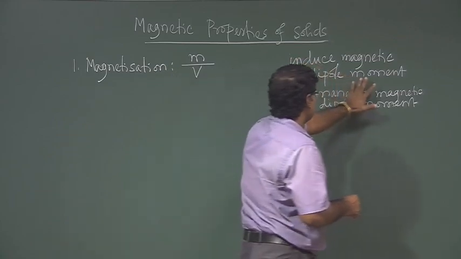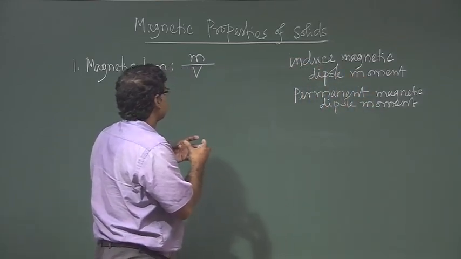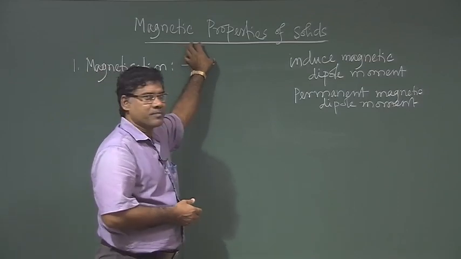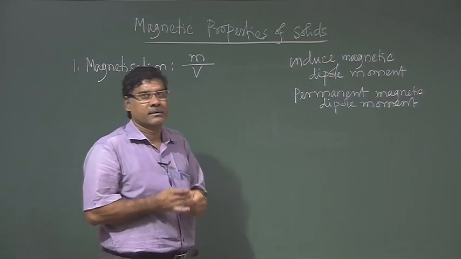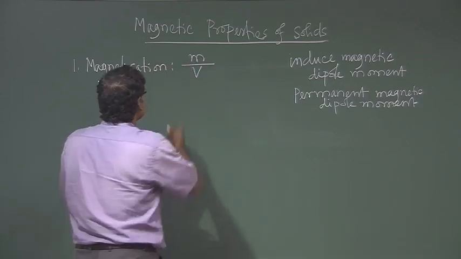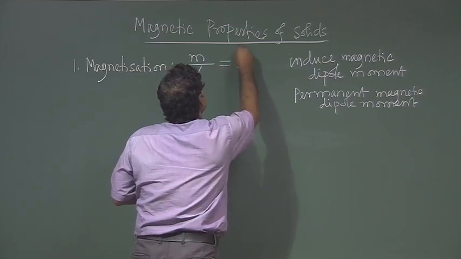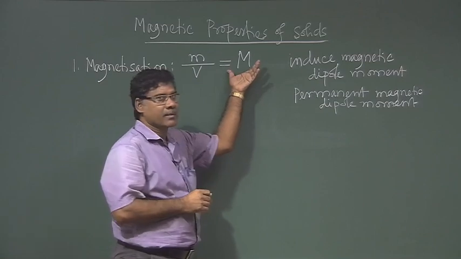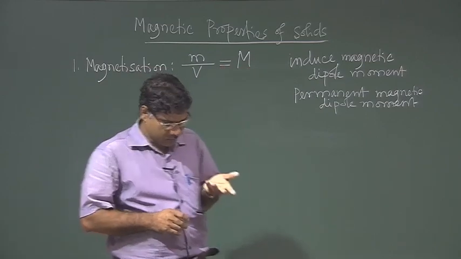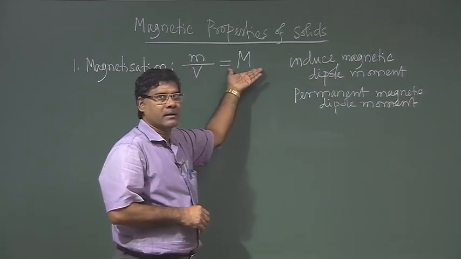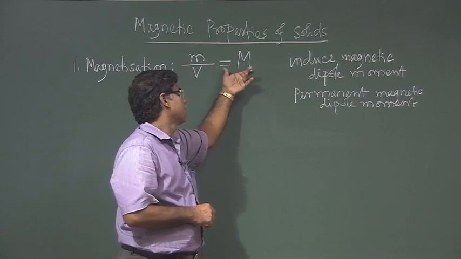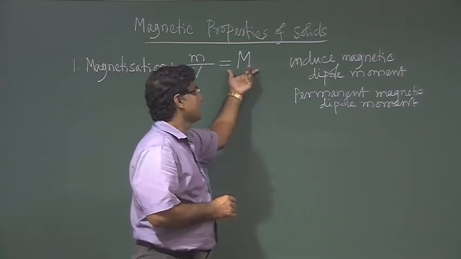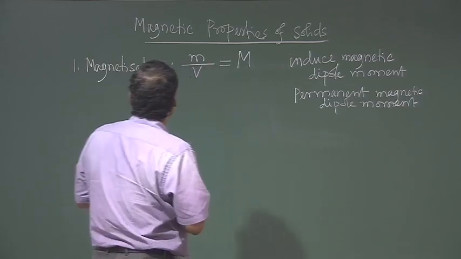Whatever the magnetic dipole moment, the total dipole moment of a piece of material, if it is m, divided by the volume of this material, will give the magnetization. We write it using the capital M, right. Varying the value of this magnetization as a function of magnetic field, as a function of temperature, tells about the properties of this magnetic material, right.